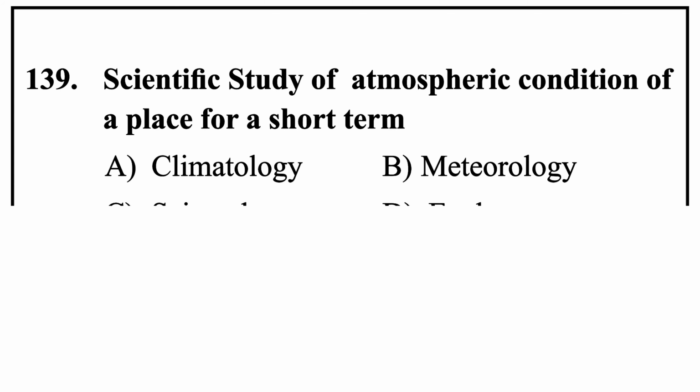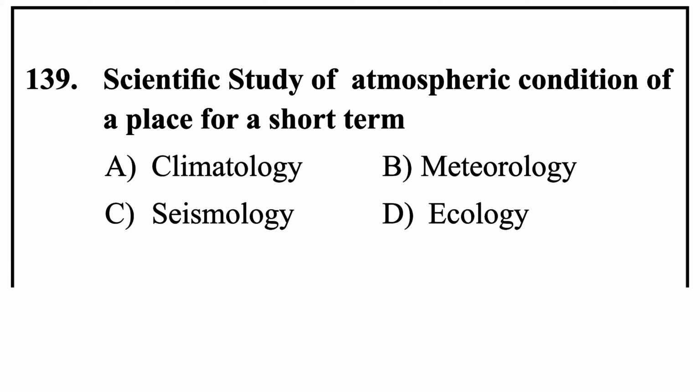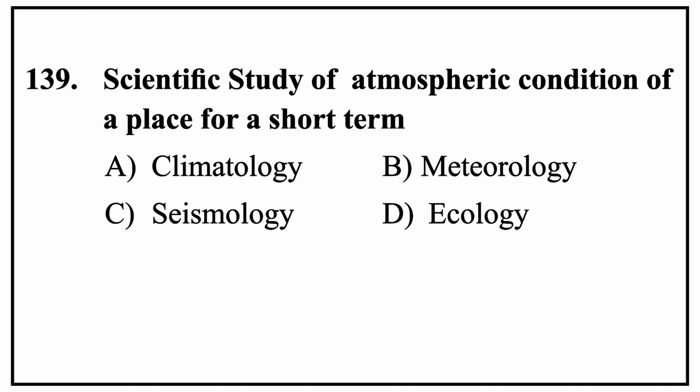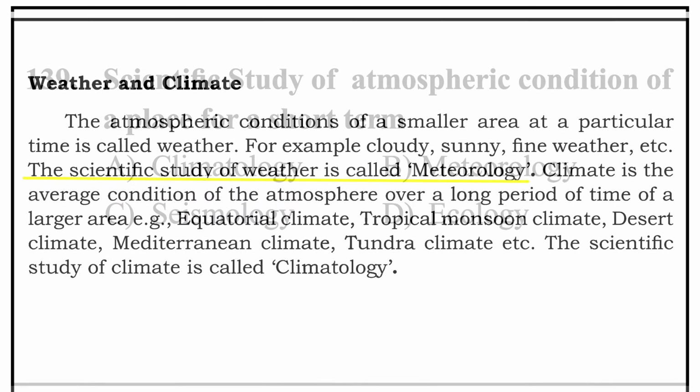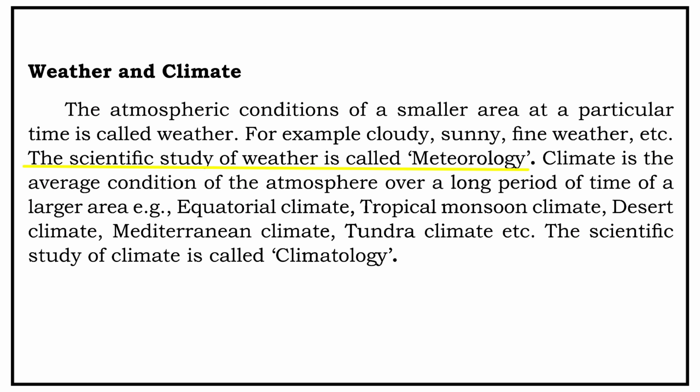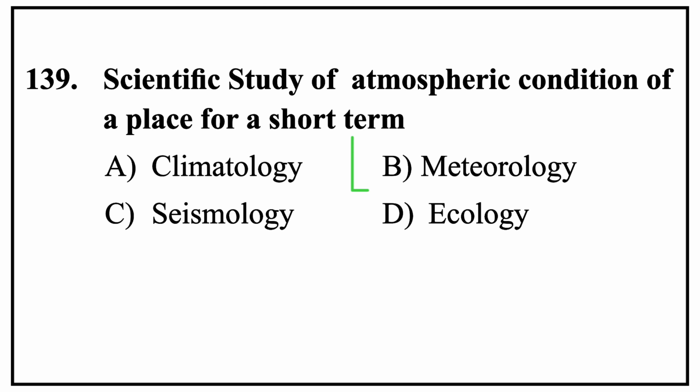139. The scientific study of atmospheric condition of a place for a short term. Options are A. Climatology, B. Meteorology, C. Seismology, D. Ecology. The answer: the scientific study of weather is called meteorology. Option B is right, meteorology.